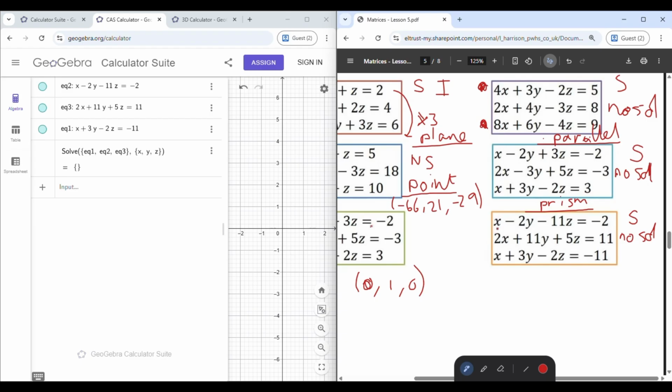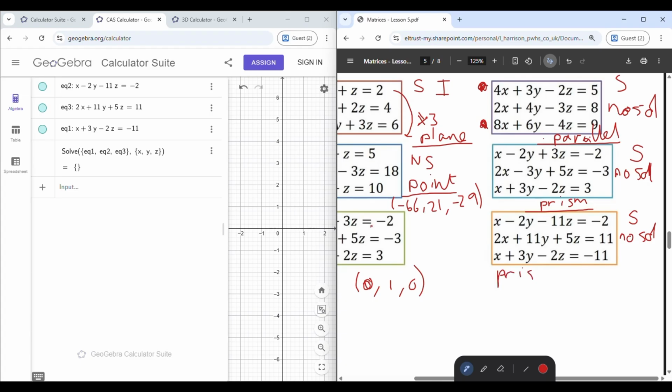If I have a look at equation 1 here, if I double x, double y, that doesn't work. And then 1 and 3, the x would have to be the same, they're not. And then 2 and 3, if I double that, that doesn't work. So none of them are parallel, so that must mean it's a prism.